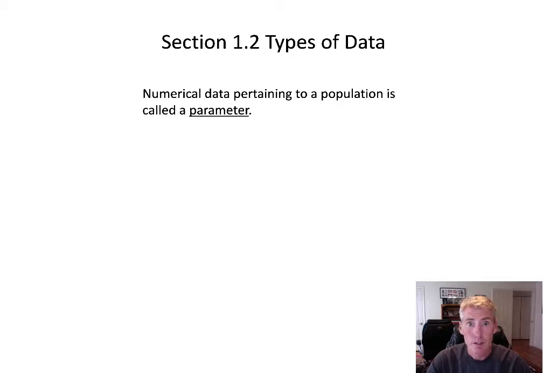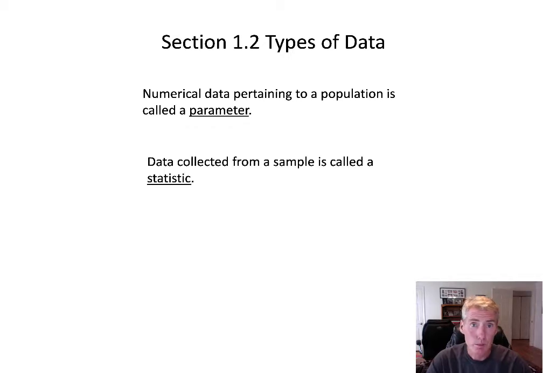Talking to 329 million people takes quite a while, so perhaps you just want to get a sample. So you go out, randomly choose 1,500 people, collect numerical information, and from that sample, the numerical information is called a statistic. I actually remember it using alliteration. P is the beginning of population, P is the beginning of parameter. Sample starts with S, statistic starts with S.